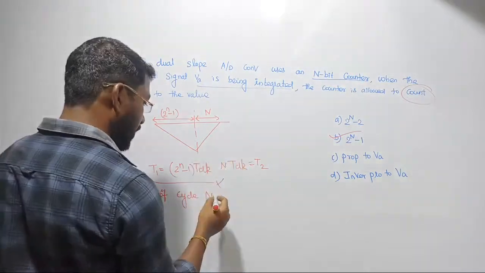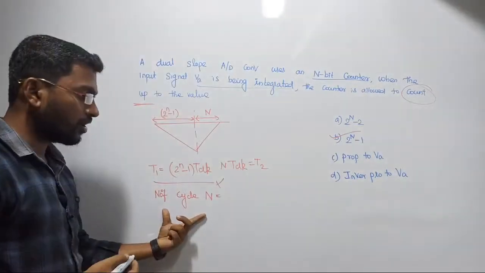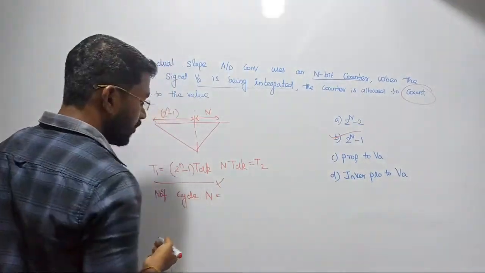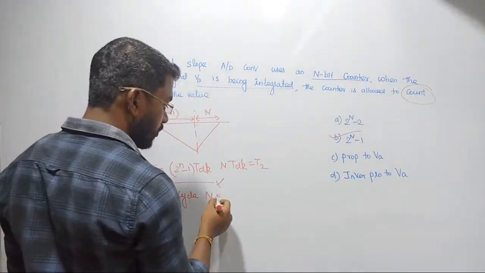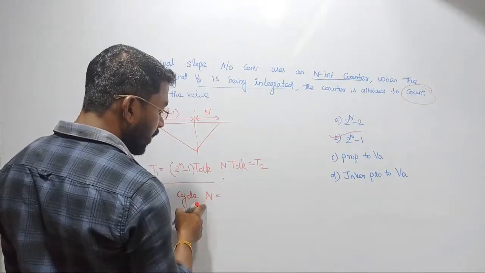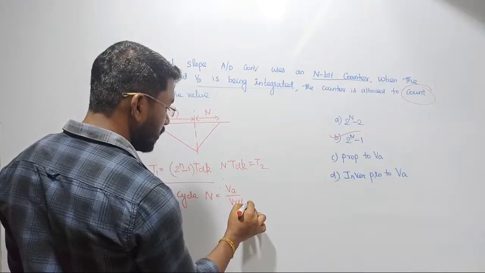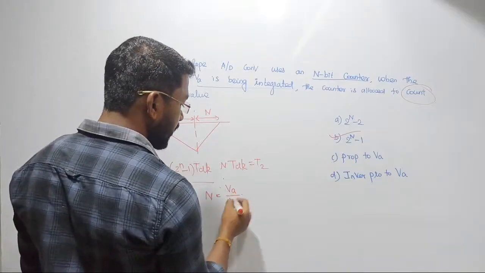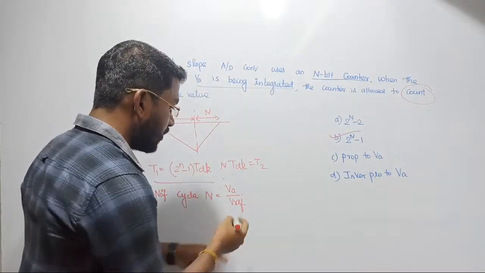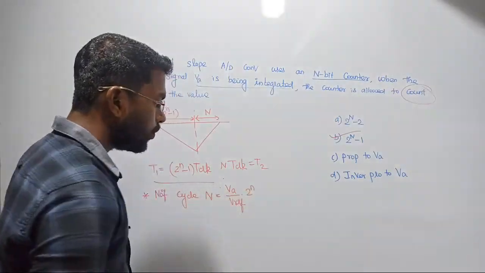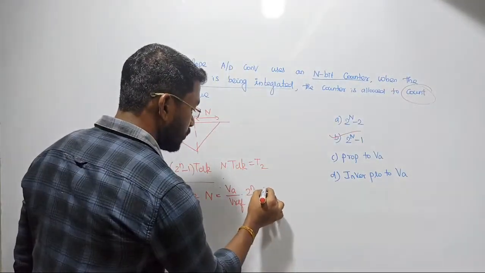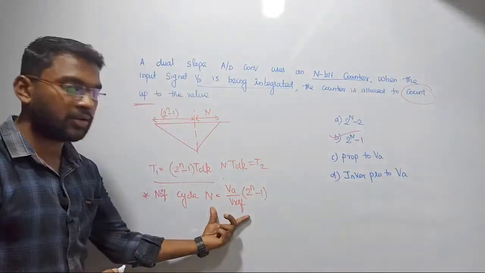If you are requested to find out the number of cycles, then your answer is what? We saw already, this can be written as analog voltage upon reference voltage, that is VA by V reference, into the time period. I brought the relation already, that is 2 power n minus 1 into t clock. This is the relation between these two.